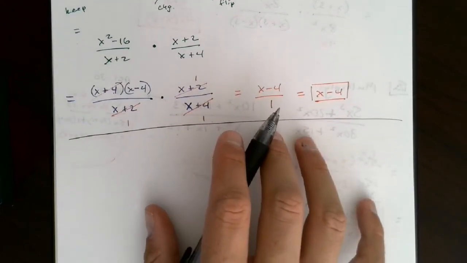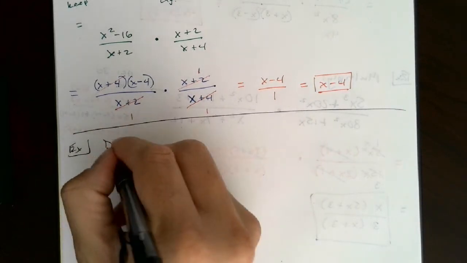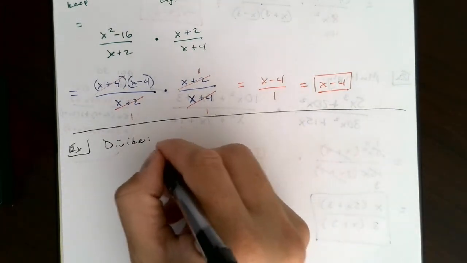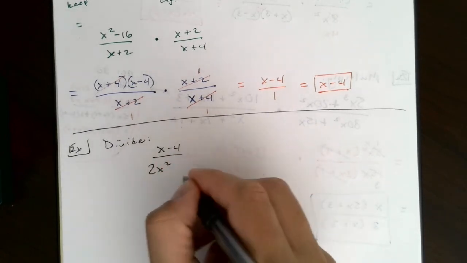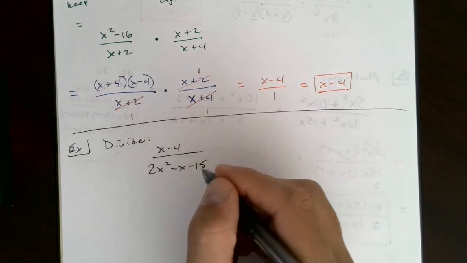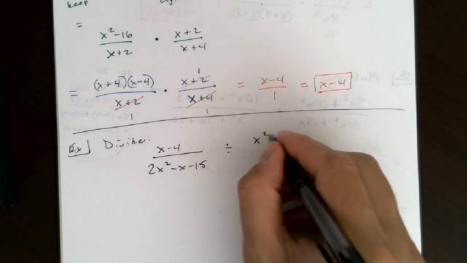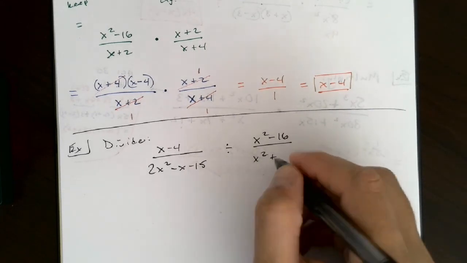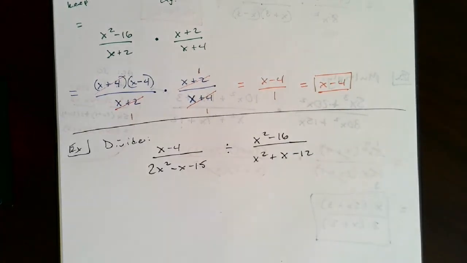Let's take a look at one more. Similar, but it is different. If I said to divide this here, if I had x minus 4 over 2x squared minus x minus 15, divided by x squared minus 16 over x squared plus x minus 12. Watch the signs on this. So once you have this, you might want to pause it, try it out on your own, and then check your answer.